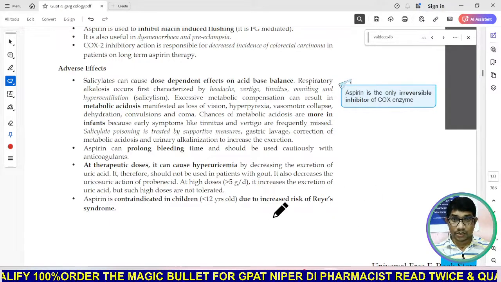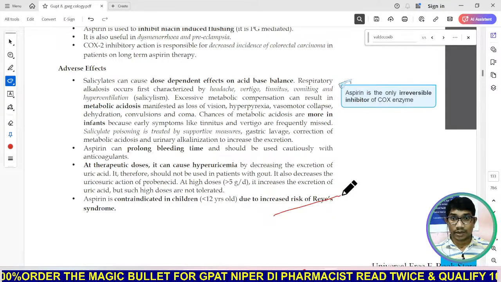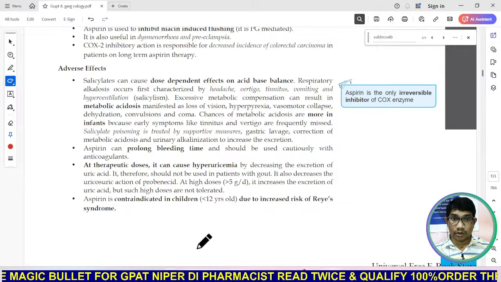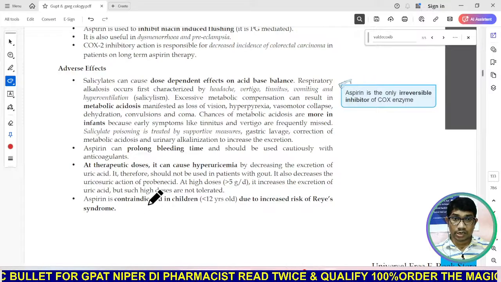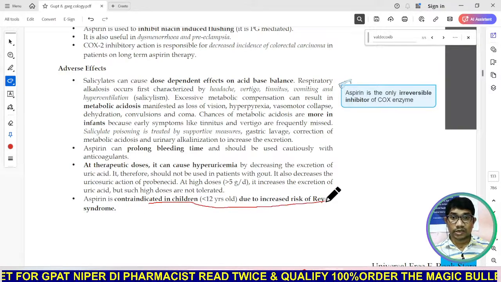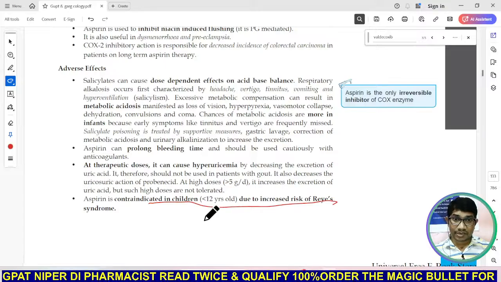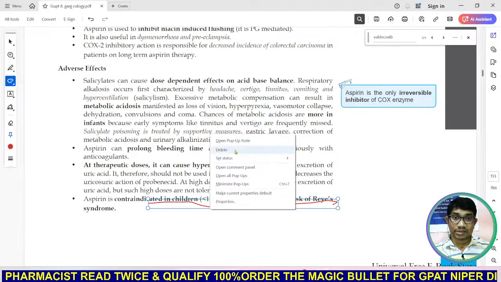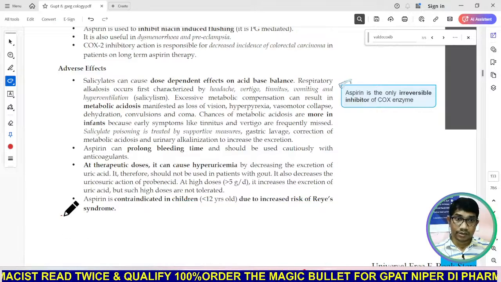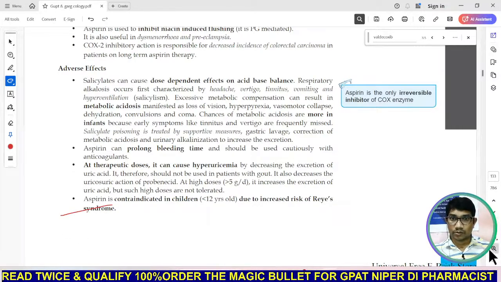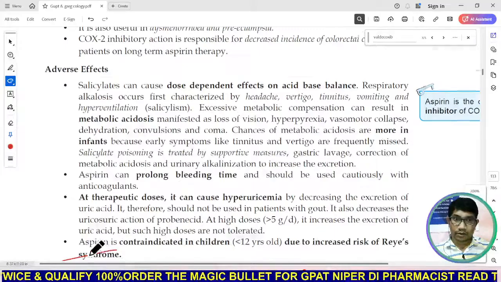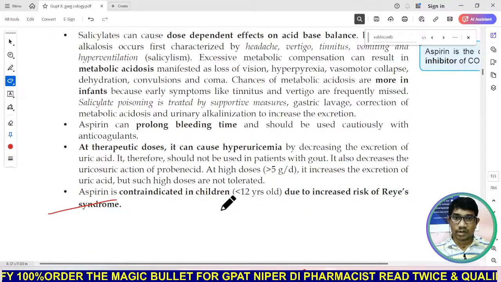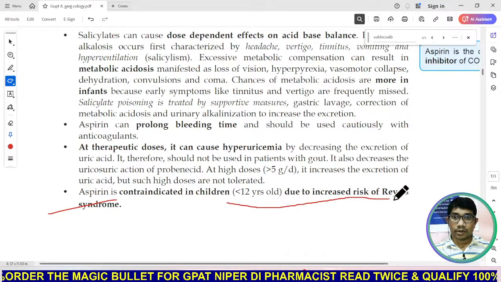Aspirin causes Reye's syndrome, है ना? Aspirin causes Reye's syndrome, इसके ऊपर क्वेश्चन आ चुका है. So aspirin should not be used in children below 12 years of age to decrease the fever if there is an infection of influenza or varicella zoster. अगर viral infection है, so aspirin should not be used, due to risk of Reye's syndrome.